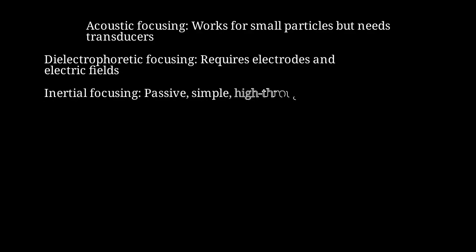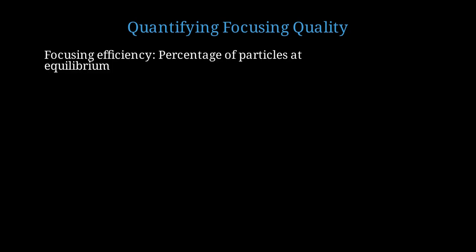Inertial focusing is passive, requiring no external fields or multiple inlets. It's simple, robust, and capable of very high throughput. The main limitation is the size requirement and Reynolds number constraints. How do we quantify how well the focusing is working? Let's discuss some metrics. Focusing efficiency is the percentage of particles that reach the equilibrium positions. Good focusing typically achieves above 90% efficiency.